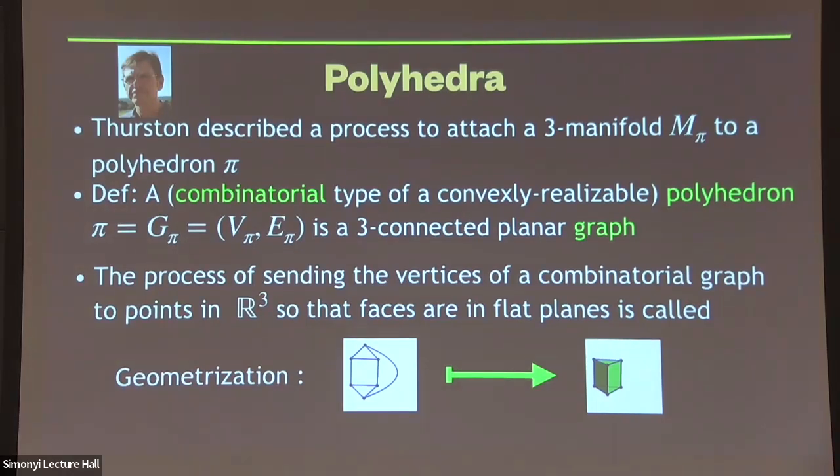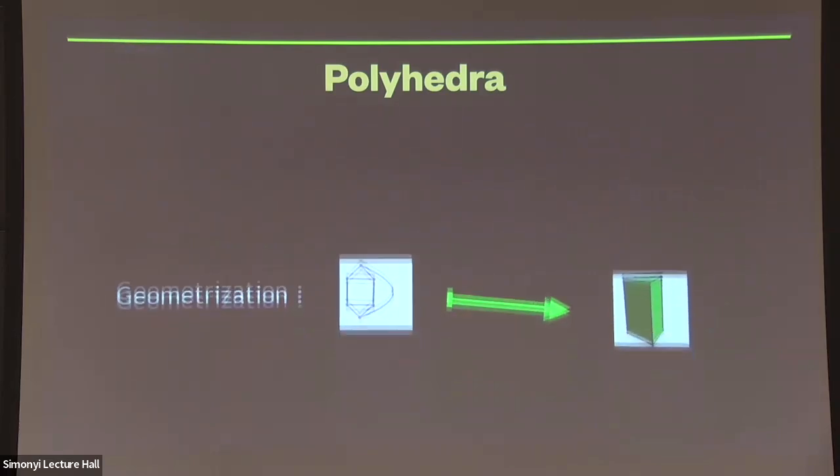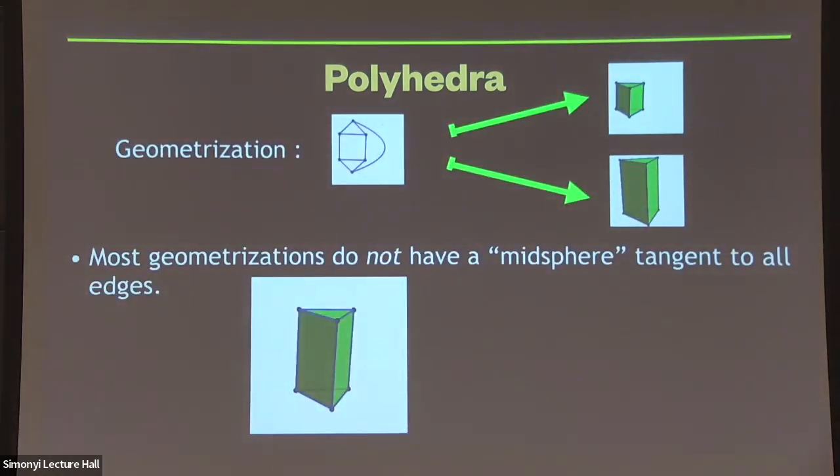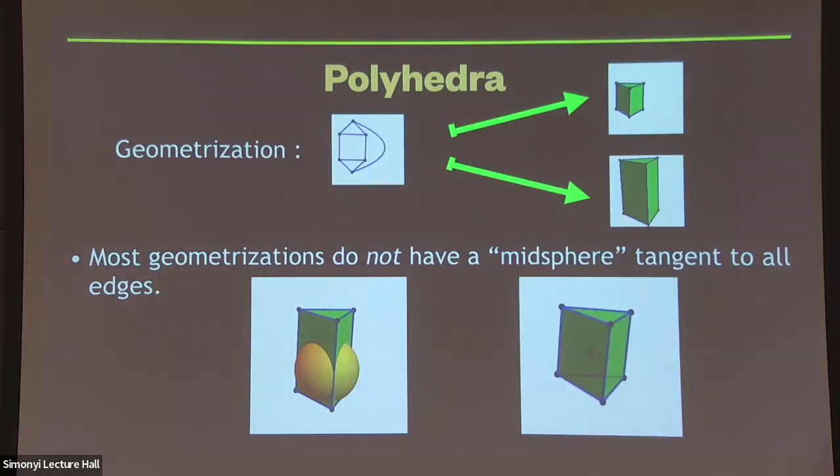Now there are lots of different geometrizations. So here's another one. I just made the triangular prism a little bit taller. And some geometrizations have what's called a midsphere. Imagine blowing up a sphere from inside the polyhedron until it hits the edges, and then you can't blow it up anymore. This midsphere hits some edges, and I can't make it any bigger, but it's not tangent to all the edges. Whereas in this other geometrization, when I blow up a midsphere, it perfectly kisses every single edge.